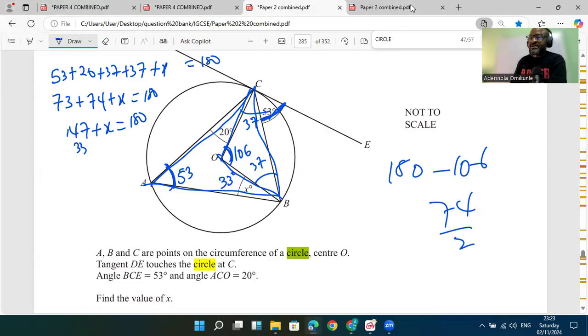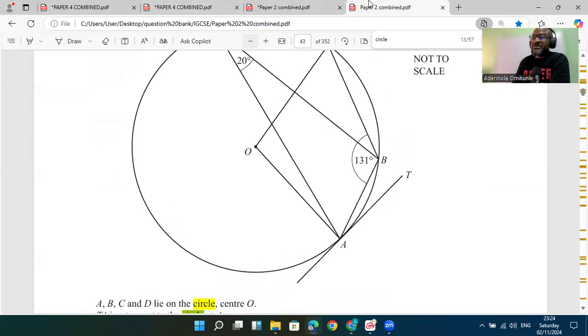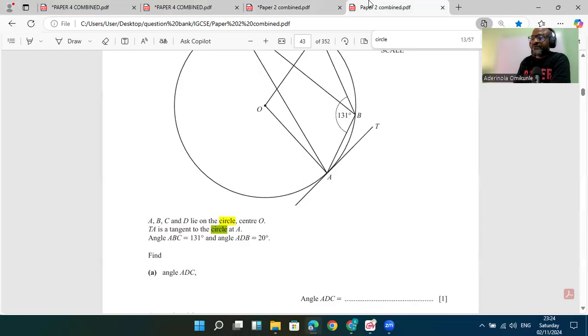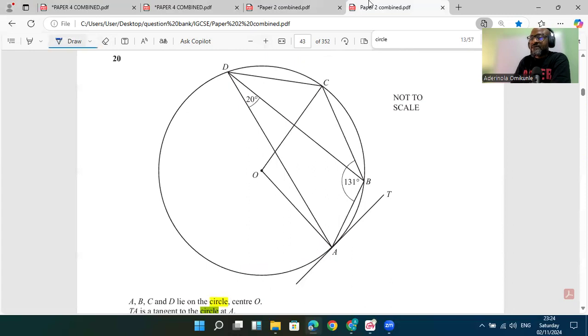And then for the final question on this, okay, let's see if the biggest lasts. The first question says find angle ADC, and just make it bigger. Find angle ADC. Did I say ADC? Yes. Okay, so that's the whole of this.